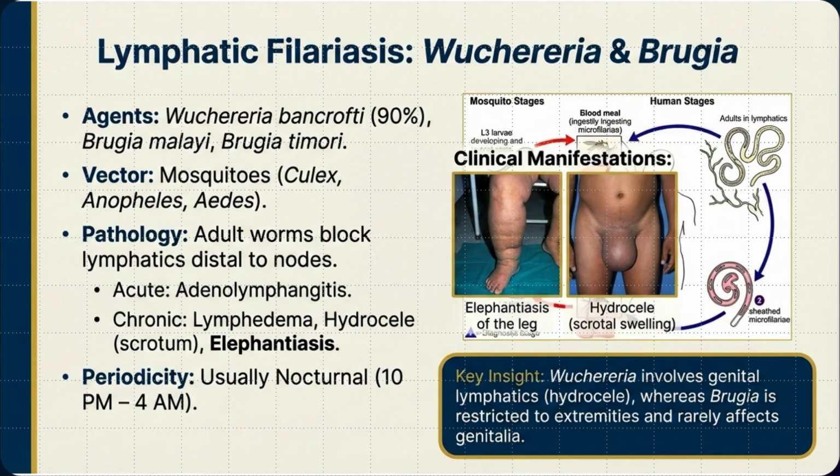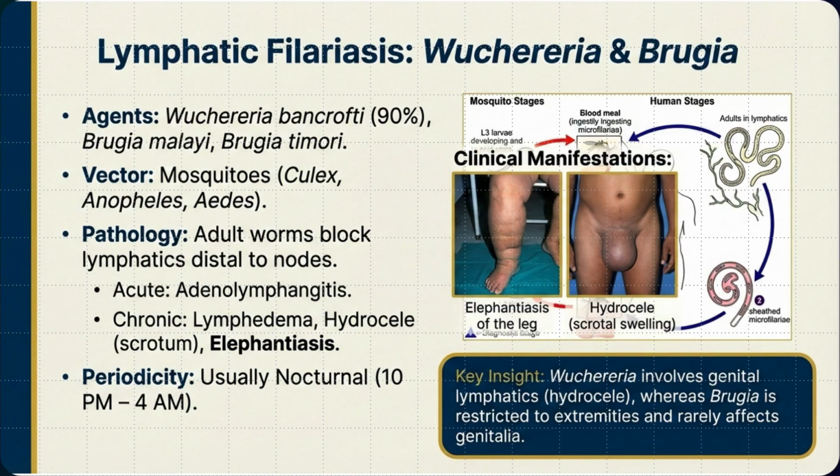You have to coordinate a night draw or sometimes give the patient a provocative dose of DEC to force the worms out into the blood during the day. But night draws are the gold standard. Okay, let's say we get the timing right. We have a Giemsa-stained blood smear. We see a microfilaria. It looks like a little purple ribbon on the slide.